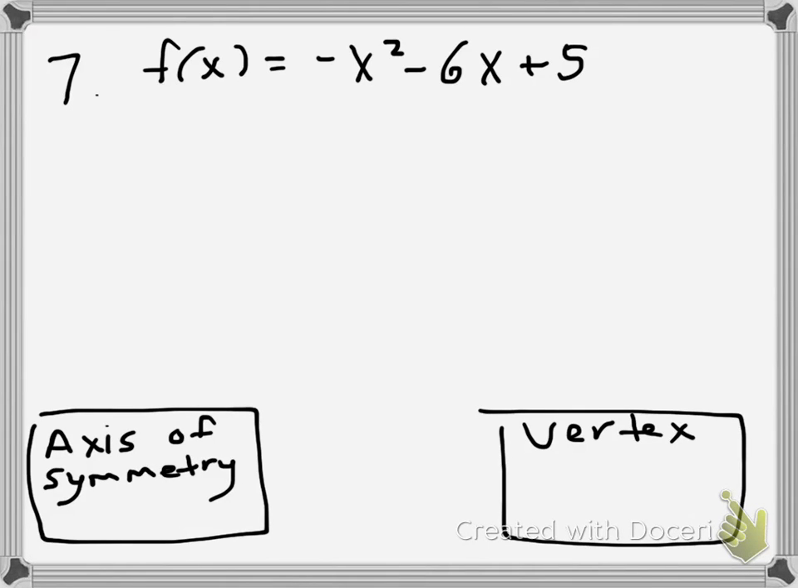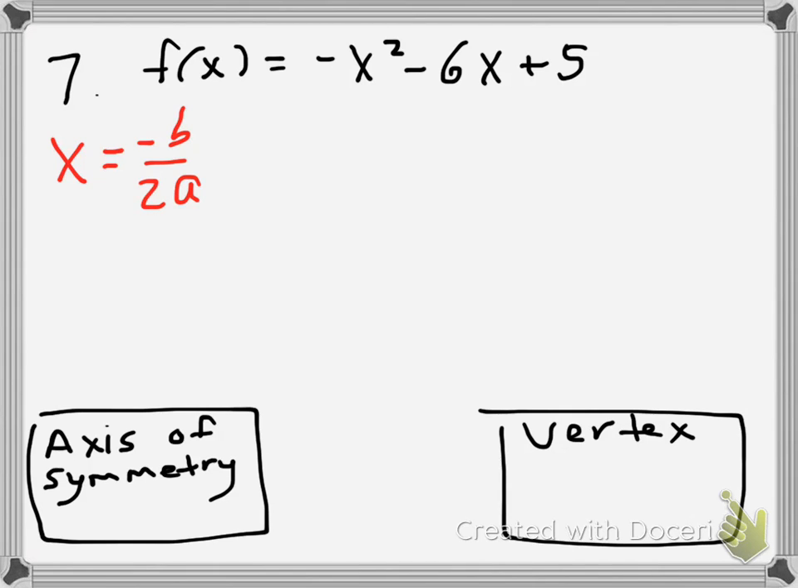Number 7. We're asked to find the axis of symmetry, that vertical line that cuts that parabola in half, and the vertex. So I'm going to choose to use a formula to find the axis of symmetry. Because I know the axis of symmetry is always the x-coordinate of the vertex, to find the x-coordinate, I'm using opposite of b over 2a.